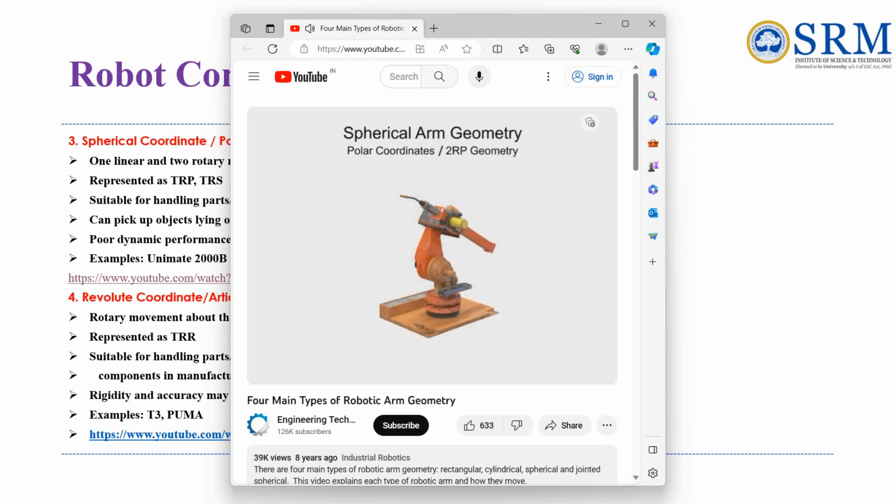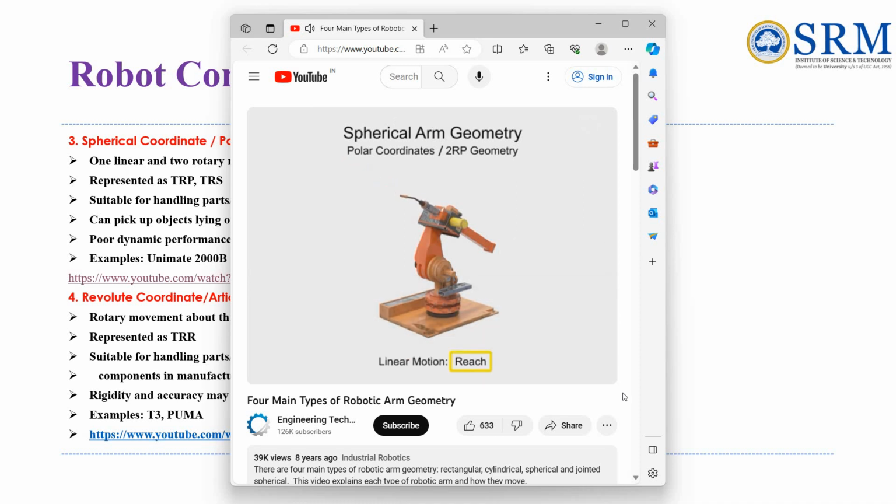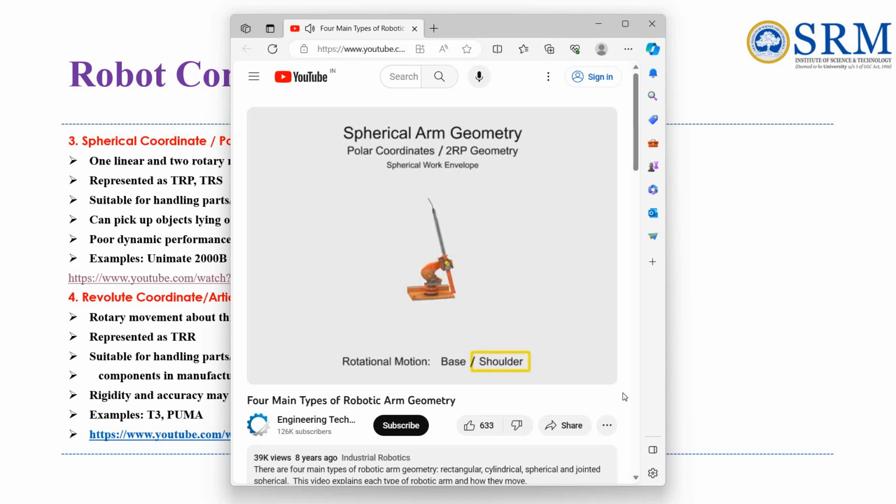Robotic arms with spherical geometry have rotational movement in 2 directions, rotational movement at the base and rotational movement at the shoulder. Spherical arm geometry robots also have linear motion in 1 direction, typically the reach of the arm. They have a mostly spherical work envelope at their outer reach, but are limited by the linear reach of the arm and the rotation of the shoulder joint.